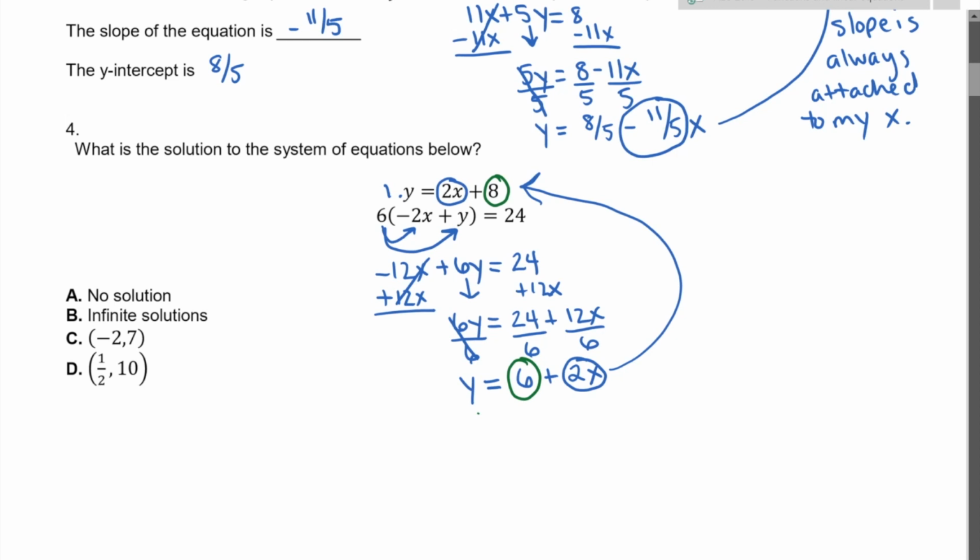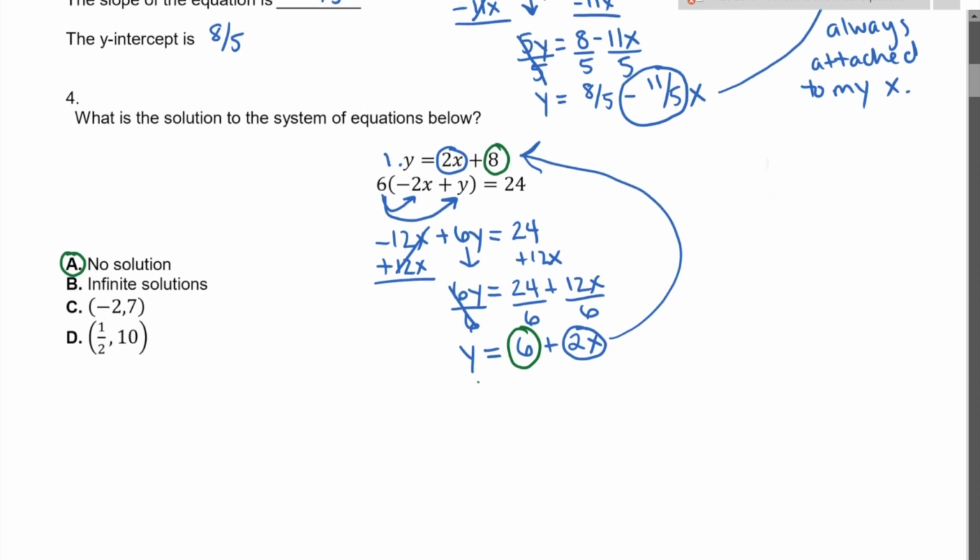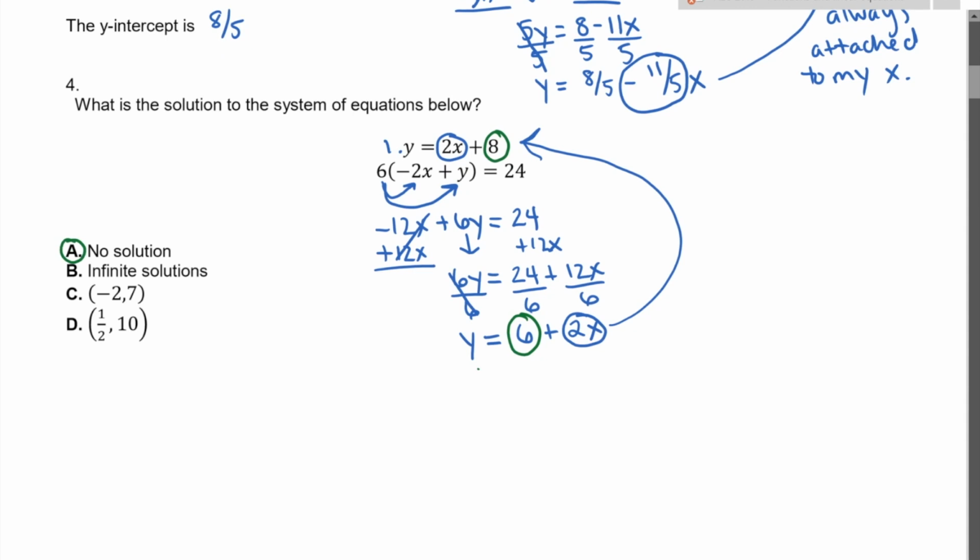So because of that, they have no solution. The lines will never touch. So because they have different y-intercepts but the same slope, it is a no solution. So I'll write that out.